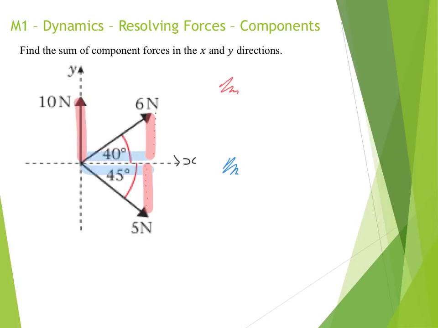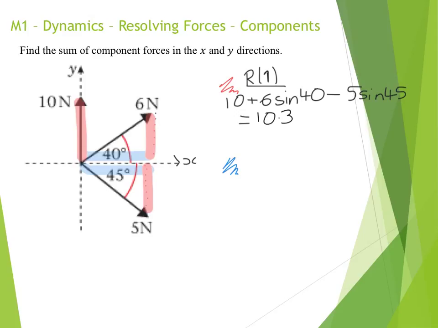I'm going to look vertically first, so I'm going to say that I am resolving vertically, and I'm looking at everything I've highlighted in red. So I've got 10 newtons, then I've got 6, and it's the opposite side to the 40 degrees, so it's 6 sin 40, and then in the negative direction, so going in the negative y direction, I've got 5 sin 45, and we can simplify that to 10.3 newtons.